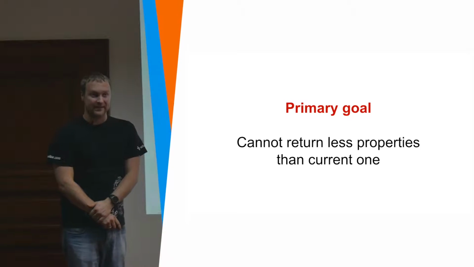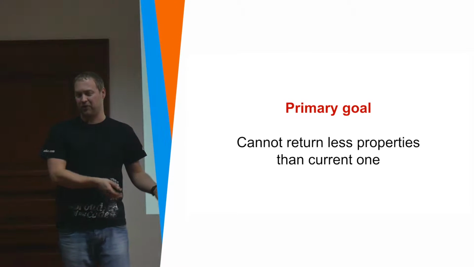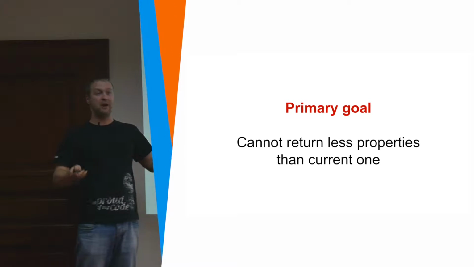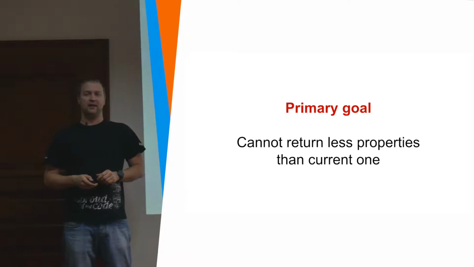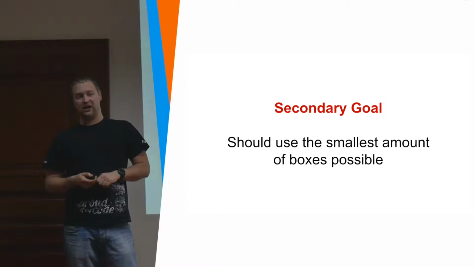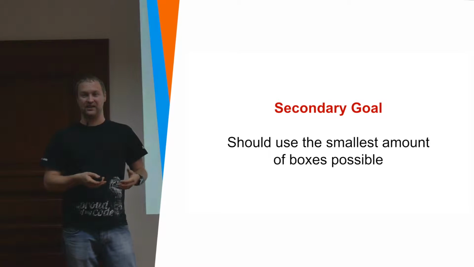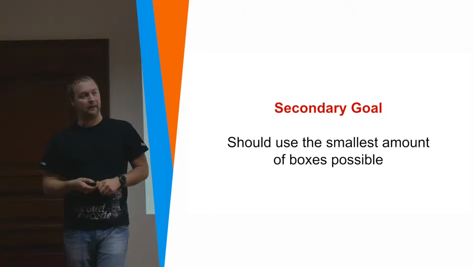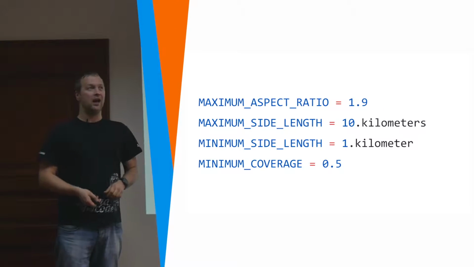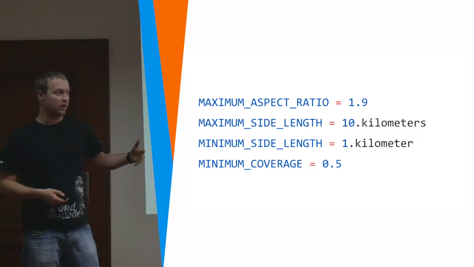So we need to identify goals. Our primary goal is that we cannot return fewer properties than the original algorithm, because our customer won't be happy, because he wants to scrape as much as possible. And there's a secondary goal, which I have already mentioned: if we are optimizing something, we'll probably achieve better settings and fewer requests, so we should use the smallest number of boxes possible to get the same results. And those are the settings that control the algorithm.